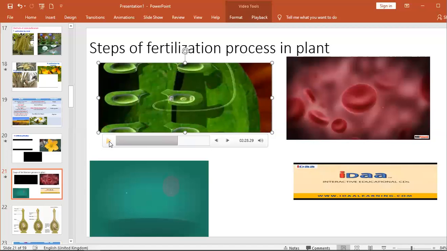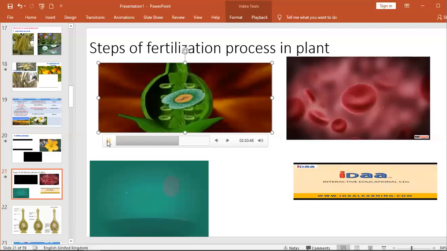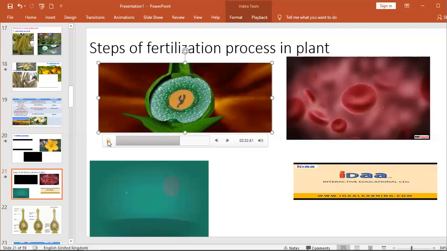After fertilization, this changes into a zygote, and this zygote produces a seed, and the muscle tissue of the ovary changes into fruit. It's a zygote, and this is the ovary tissue changing into fruit, and the seeds come from the zygote.